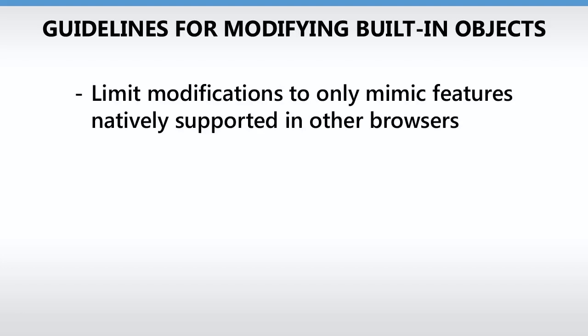And there are 2 guidelines that I follow if I'm going to modify a built-in type. The first guideline I follow is only modify objects with functionality that perfectly mimics the behavior or functionality in another browser. For example, the trim method. It's in later versions of the JavaScript language and thus supported by later versions of browsers. So we want to add that feature to older browsers. So we can meet that first guideline.